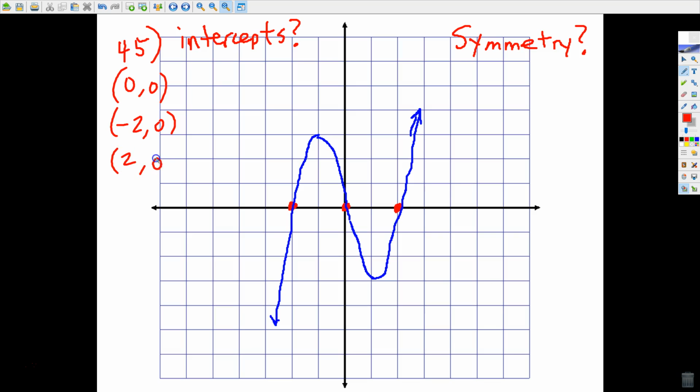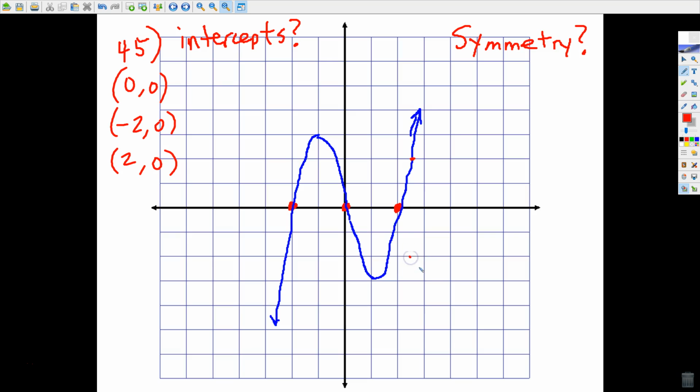2, 0. Okay. So we got all of our intercepts, and now let's think about symmetry. Let's just start with x-axis symmetry. If I have x-axis symmetry, I'll pick a point. I usually just start up here in quadrant 1. And if it truly does have x-axis symmetry, then I should have a corresponding point on the other side of the x-axis the same distance away.